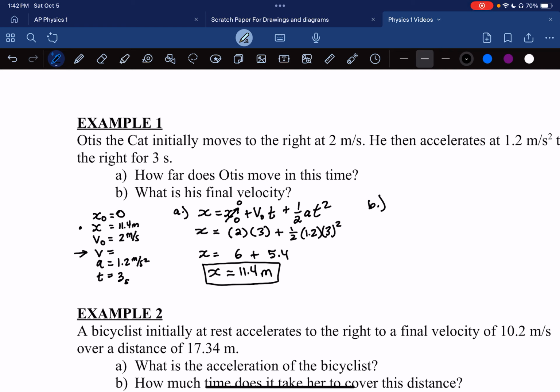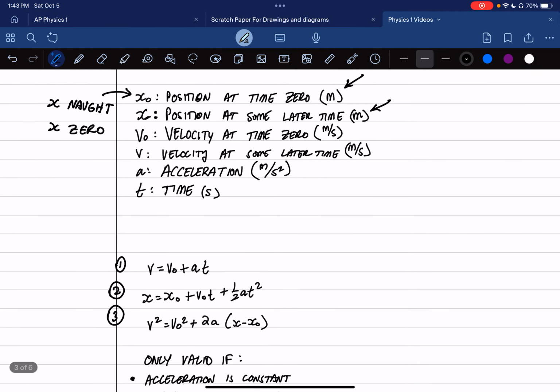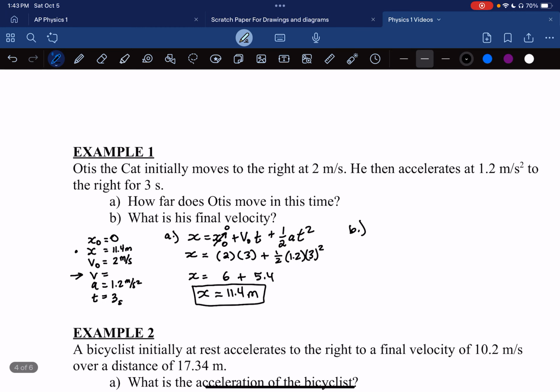Cool, last question. We need to solve for V. When you have all the numbers except the one you're looking for, you can use any equation you want. And so the easiest equation for V is the first one. V naught is 2. So it looks like 3.6 plus 2, 5.6 meters per second.